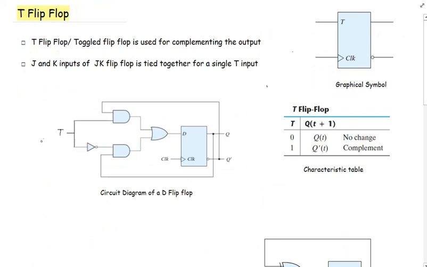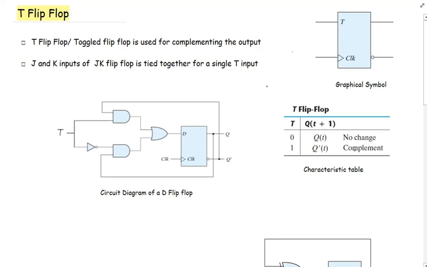Here we have tied together two inputs of the JK flip-flop and given it another name, T input. Now there are only two conditions possible. If T is equal to 0, the output will not change, and if T is equal to 1, the output will be complemented.